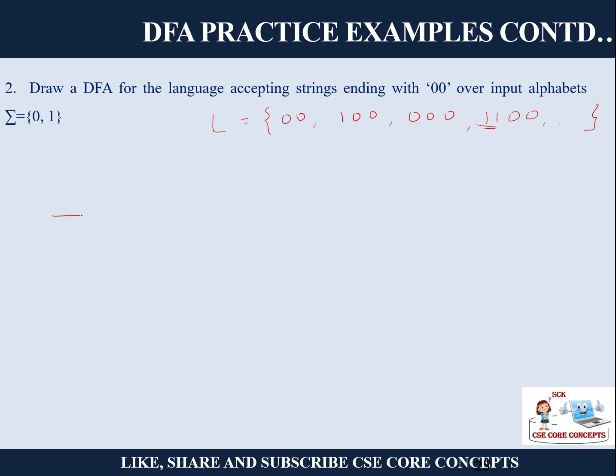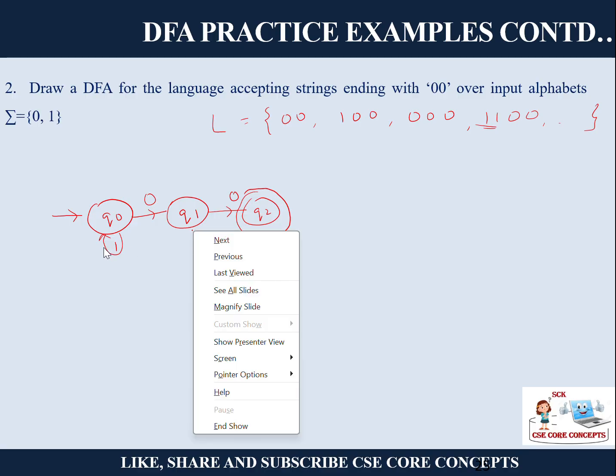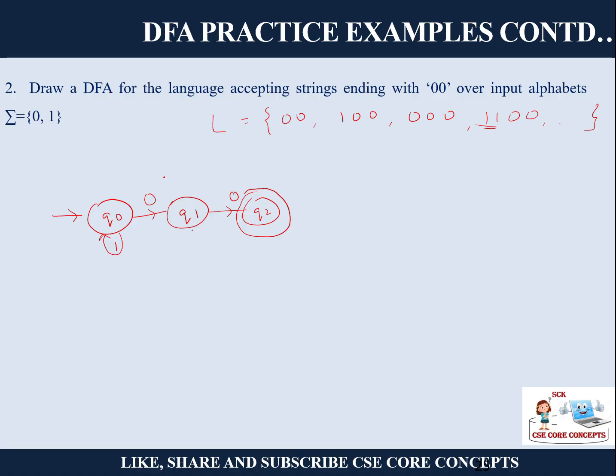So let us create our DFA starting with Q0. First I will put a 0, I will go to the next state Q1. Then again if I put a 0, I will go to the next state Q2, which is my accepting state. But if I get a 1, I will remain over here only, right? If I get a 1, do I remain here, or should I go here? That is my question, because my string should end with 0 and 0. Understood? It should not get disturbed, right? So if I get a 1, I can go back over here because 010 is not allowed.